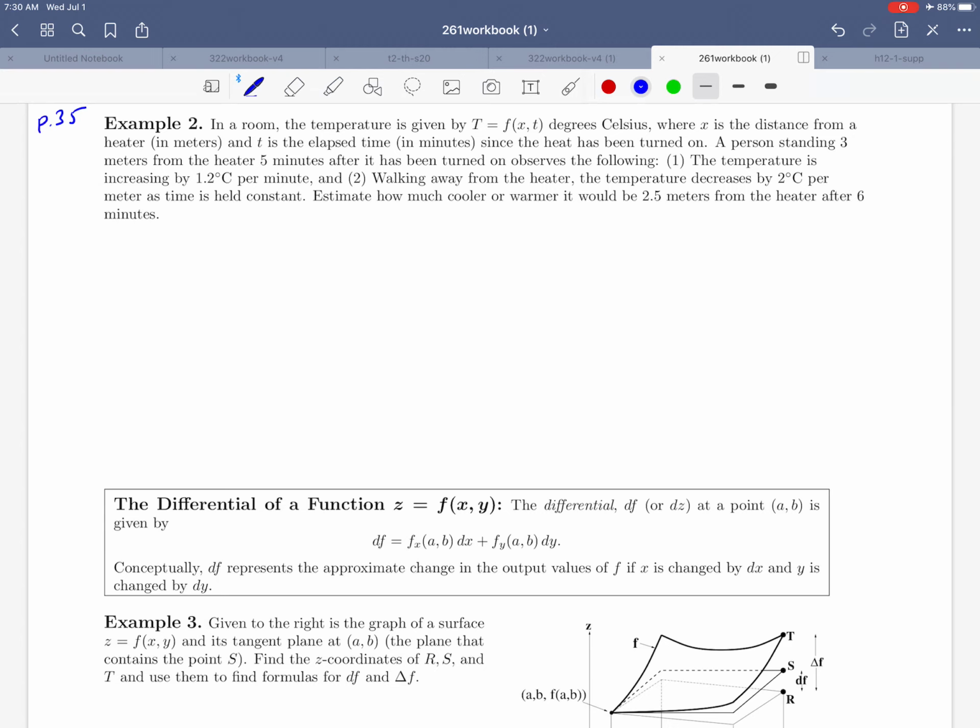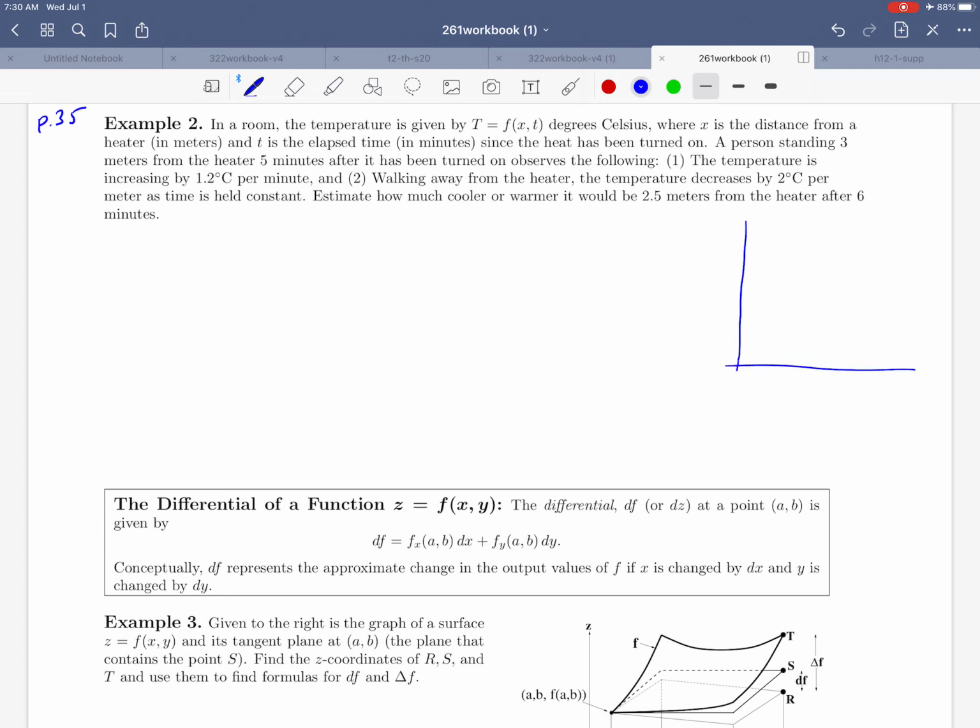In a room, the temperature is given by capital T equals f of x and little t degrees Celsius, where x is the distance from a heater and t is the elapsed time in minutes since the heat has been turned on. Okay, and we're going to suppose that a person is standing 3 meters from the heater 5 minutes after it has been turned on.